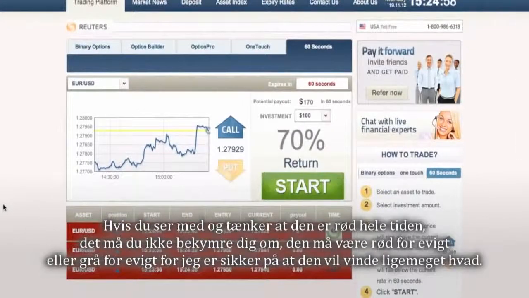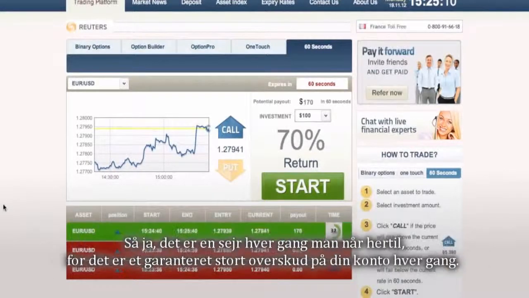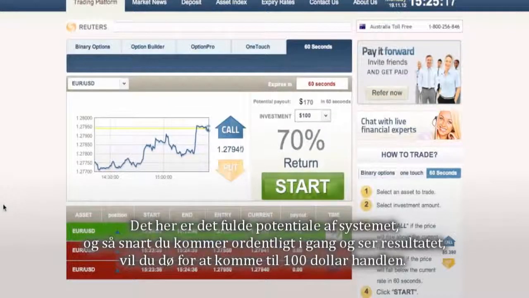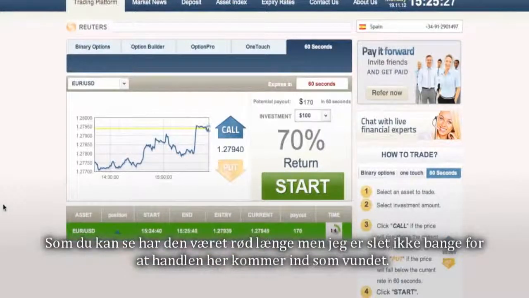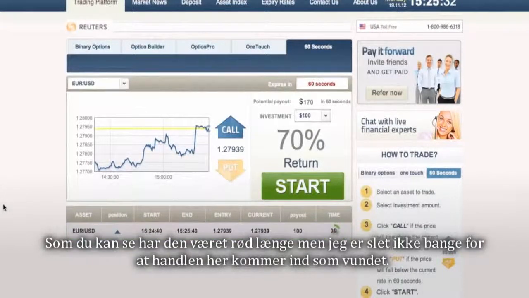Now, if you're watching and thinking, no, it's red all the time, don't you even dare worry about that. It could stay red for ages or it could stay grey for ages. This trade will win, as I 100% know it will win. So yeah, it's a victory every time it happens, because this is the guaranteed boost to your account balance, and this is the full potential of this system. And once you start to get the hang of it and you see the results, you'll be dying to reach that $100 trade. And as you can see, it's been red for ages. I'm not at all fazed. That trade will come in. So let's just wait and see what happens.